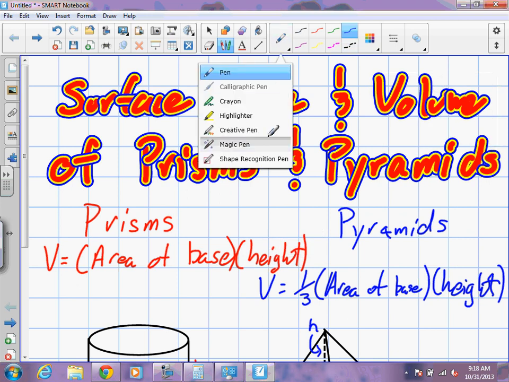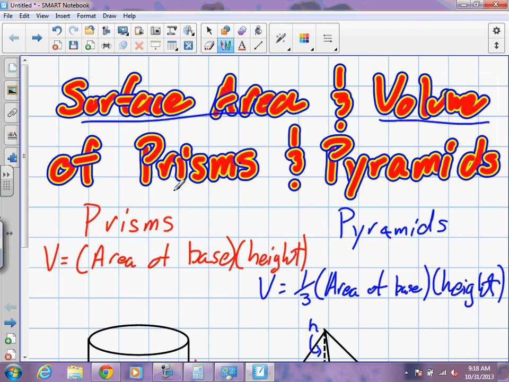We're going to go over surface area and volume of prisms and pyramids. There's a lot of information we have to go through today. The volume formulas for a prism and for a pyramid are written as below. The volume of any prism is the area of the base times the height of the prism. The volume for a pyramid is the area of the base times the height of the pyramid multiplied by a third, or divided by 3, whichever you're more comfortable with.